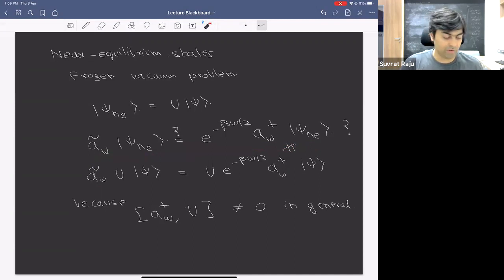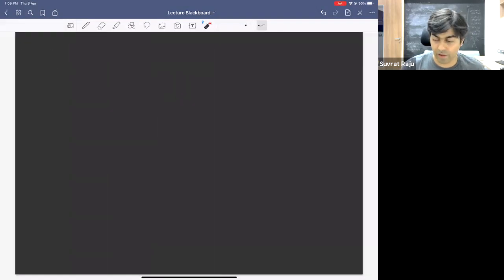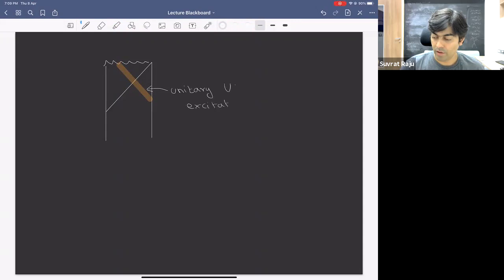There's another way in which this is sometimes stated in the literature, and that is that you can think of the following picture rather than writing these equations. You have a black hole, and the black hole was created some time back. But after the black hole was created, I threw in another shock wave. So this is my unitary U, which is an excitation inserted after the black hole formed.